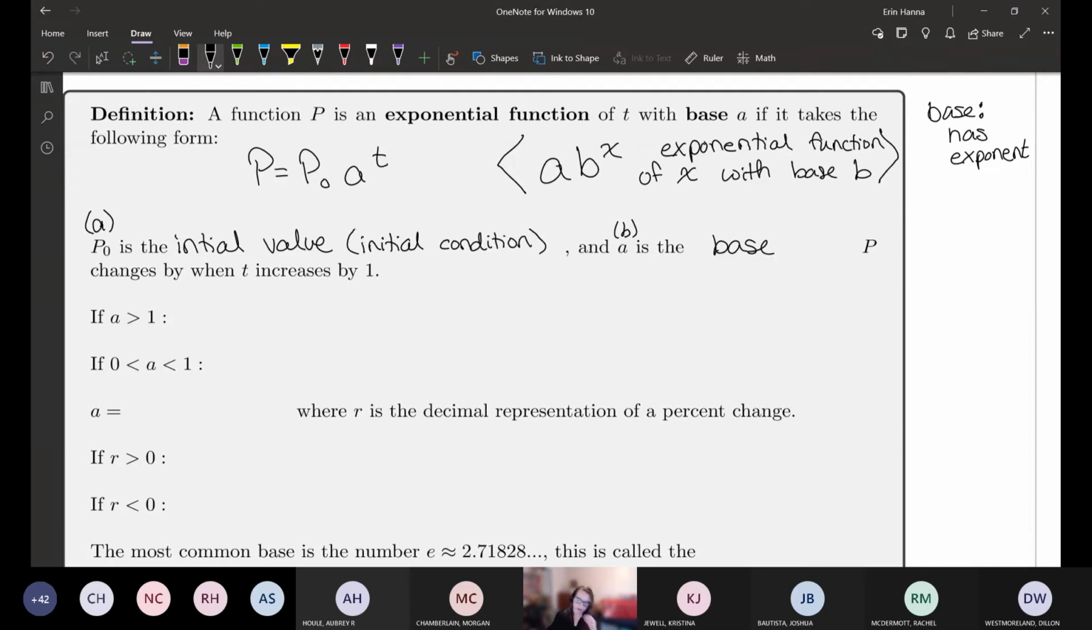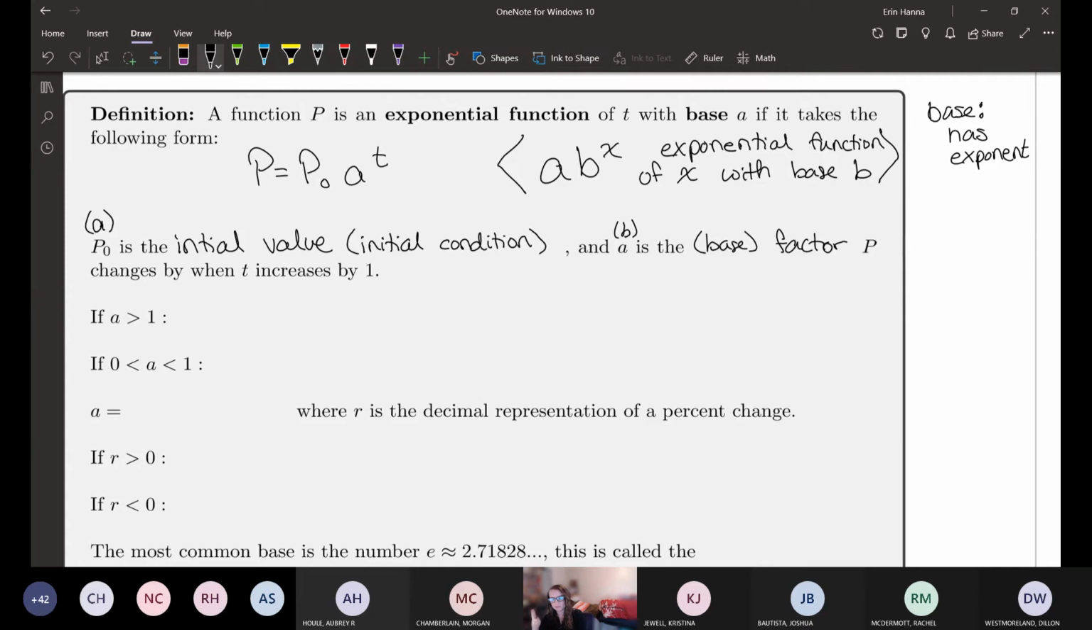And again, I will never have to refer to base as a specific letter. I will just use the word base. The base is the thing with the exponent on it. So A, that should be in parentheses, is called the base. What it actually is, is the factor P changes by when T increases by 1. So essentially in the example we were just looking at, the base would end up being that 10%, that 0.1.